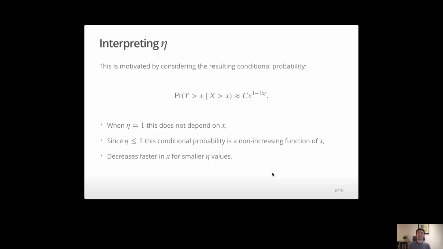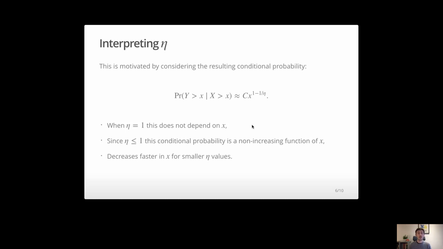So let's have a little look into how we can interpret the parameter eta. In order to do this, we're going to consider the conditional probability derived from that joint survivor function that we had before. And this is going to be the probability that y is bigger than some large value denoted by lowercase x, given that x is also greater than that value lowercase x. And following on from that expression we had before, this is going to be given by c times x to the 1 minus 1 over eta. When our parameter eta is equal to 1, then we can see that 1 over eta is also equal to 1, and this x term disappears from our conditional probability. So the conditional probability of y being large, given that x is large, doesn't depend on what we're defining to be large in this case.